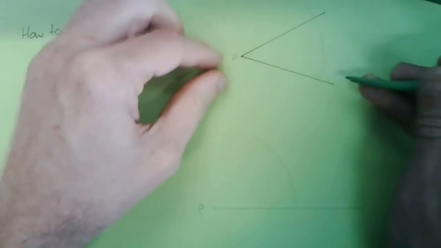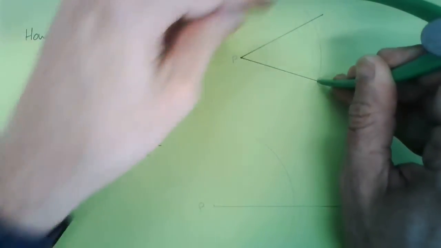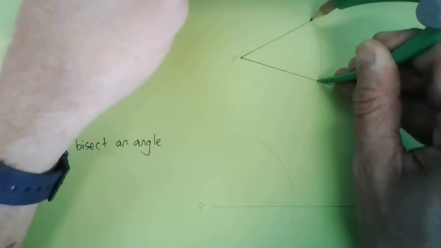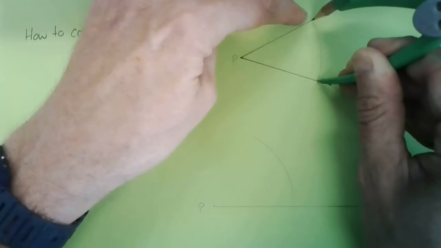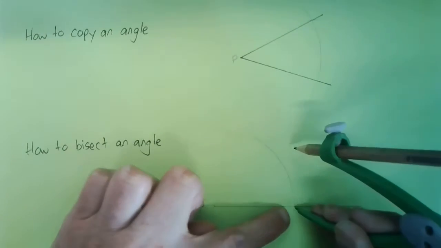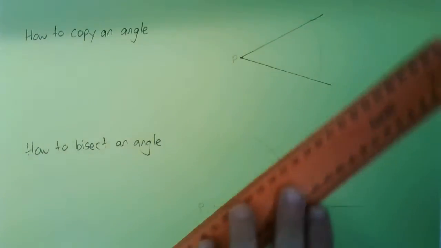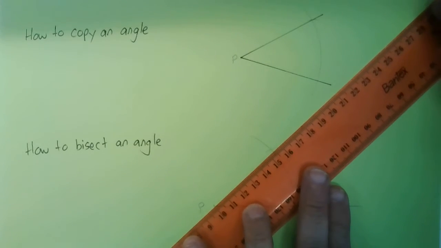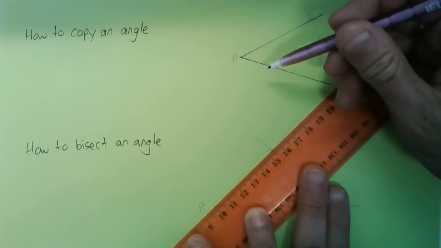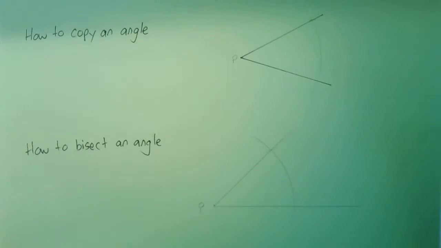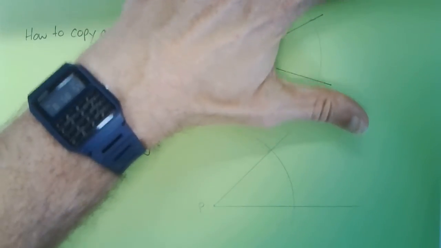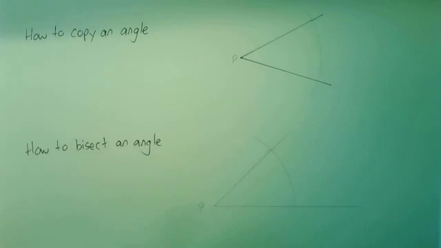Okay, so they're equivalent. Now we want to be accurate and measure just how wide is the opening. Okay, so that opening is that wide, so let's transfer it down to here, the equivalent place here, and mark that arc there, and suddenly we've got an equivalent angle drawn here, and let's match it up, and we've copied the angle. That opening is the same as that opening.